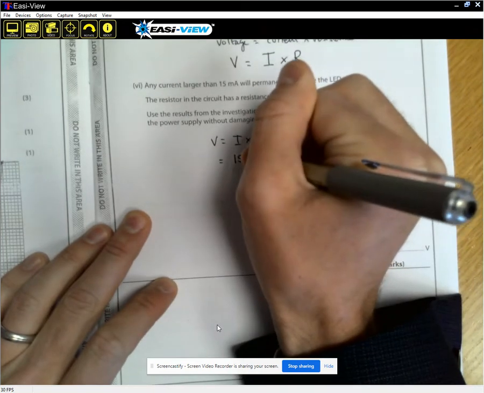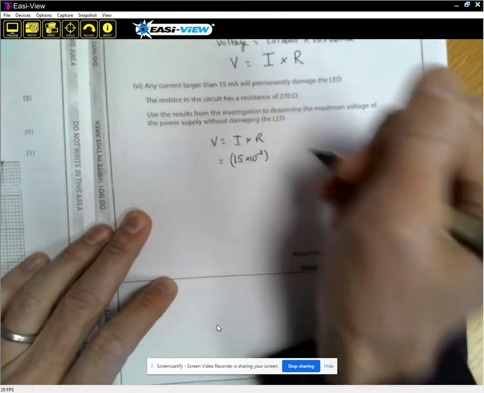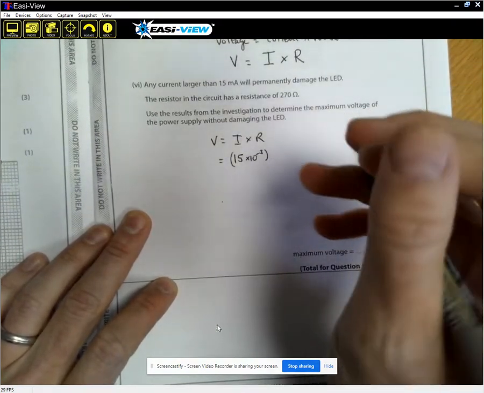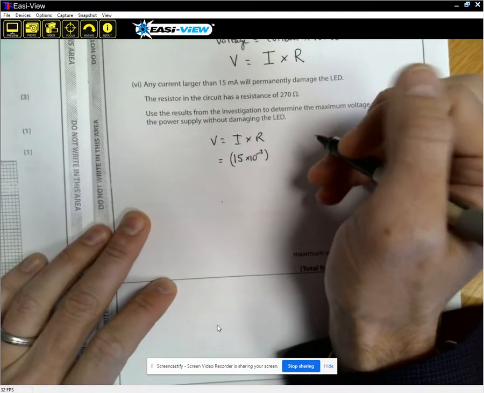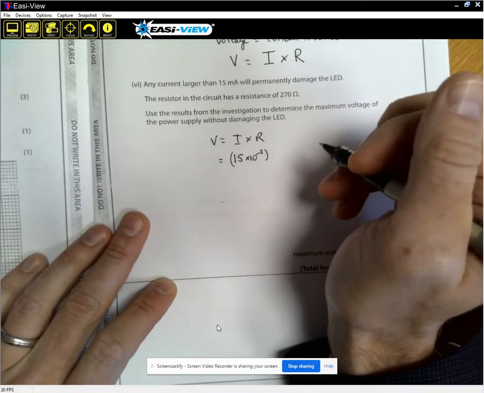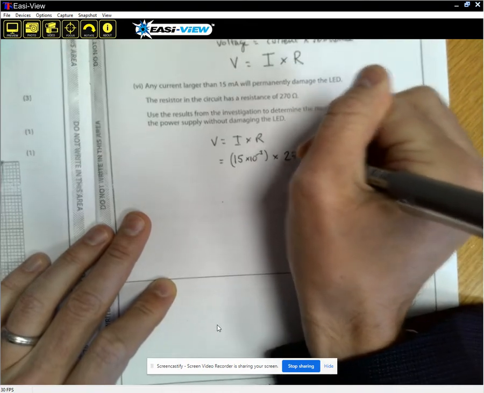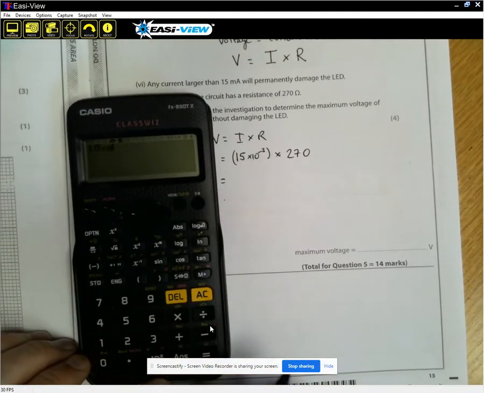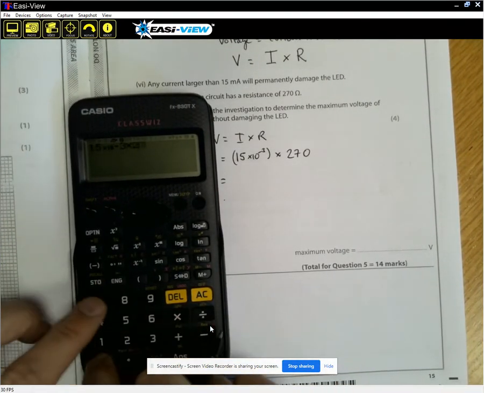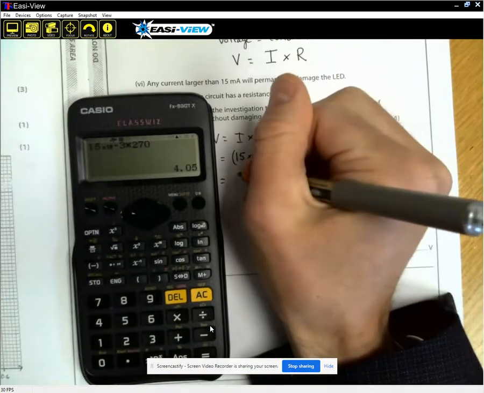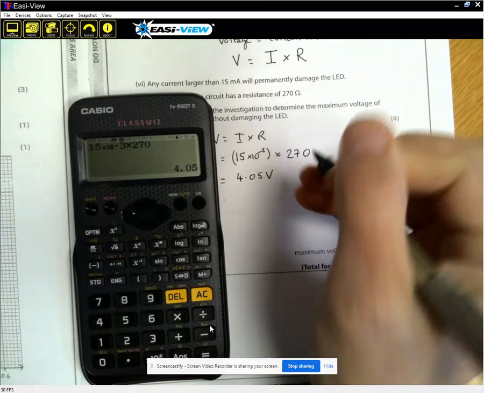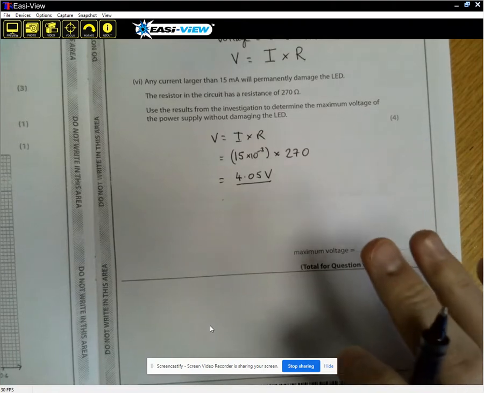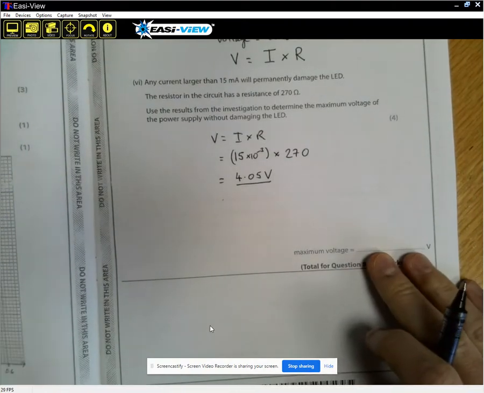So 15 times 10 to the negative 3 gives me it in amps, or I can divide it by 1,000 to get what it is in amps. So converting the 15 milliamps to amps, that would be 0.015 amps multiplied by 270, and I'll get a voltage. So if I do that calculation, 15 times 10 to the negative 3 times 270 is 4.05 volts. But that is the voltage dropped across the resistor only.